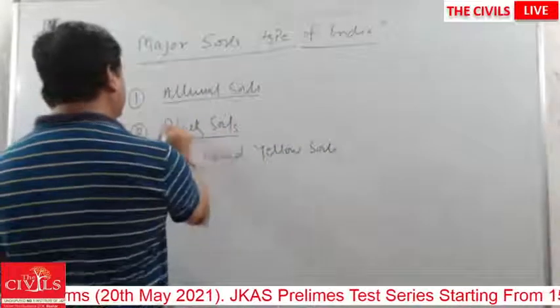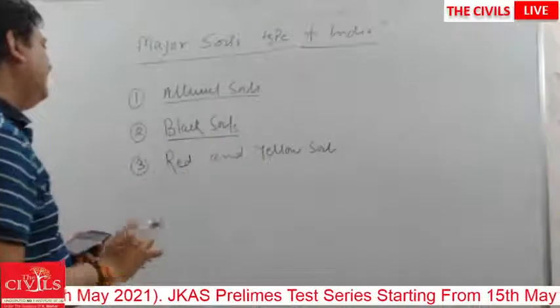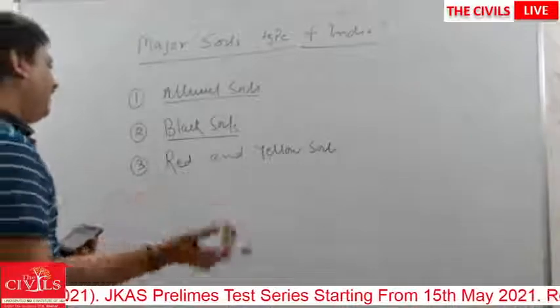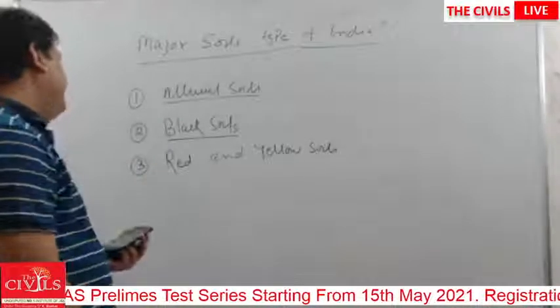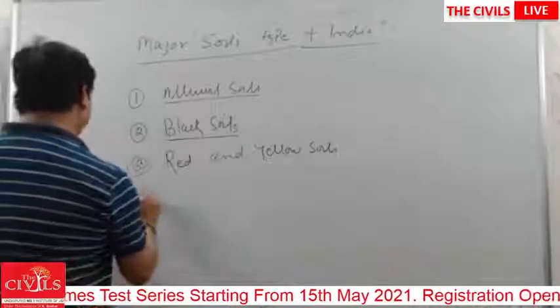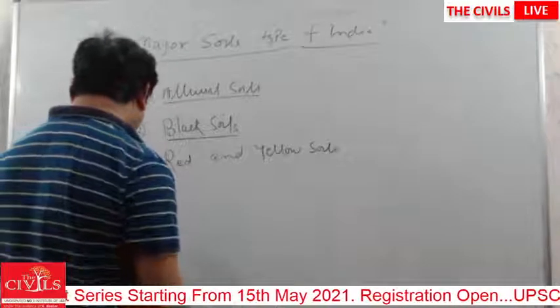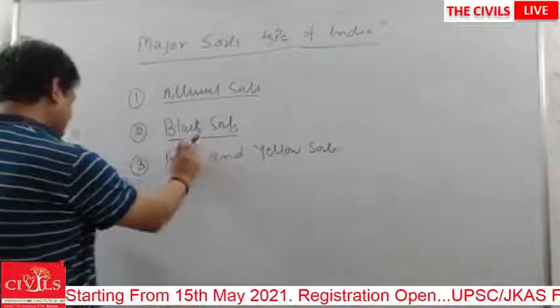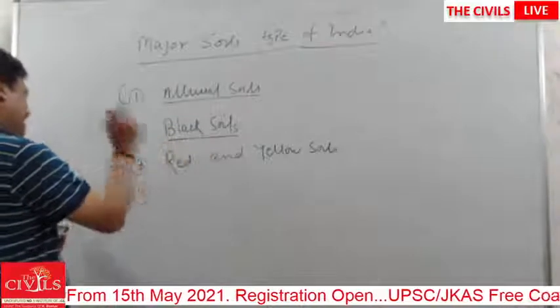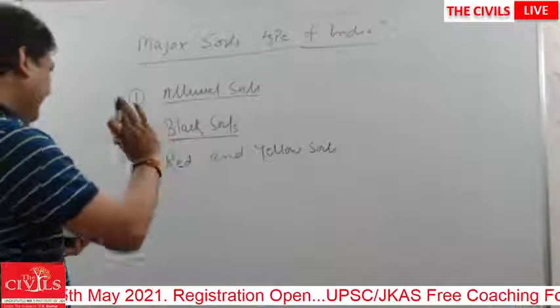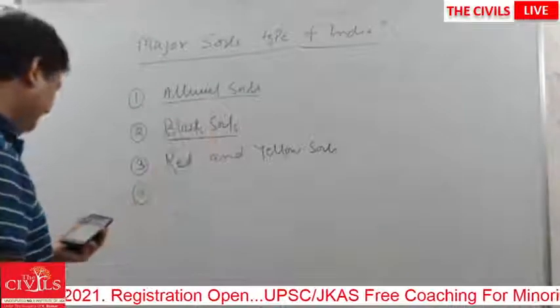Black soil is an example of zonal, azonal or intrazonal soil? I want an answer. Black soil is an example of which type of soil: zonal, azonal or intrazonal?